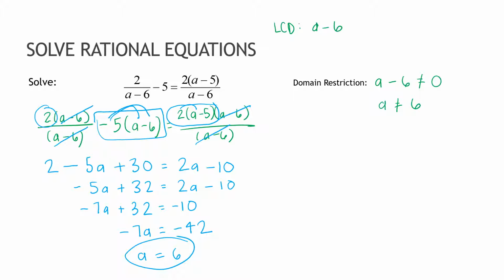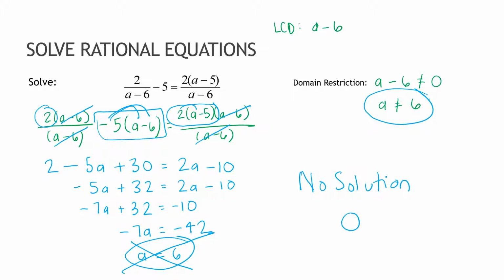So that would be my answer, except if I look over here, I can see that a cannot be 6, because otherwise my denominator is 0. So what is my final answer here? My final answer is no solution, or the empty set. So always important to check the domain restriction.